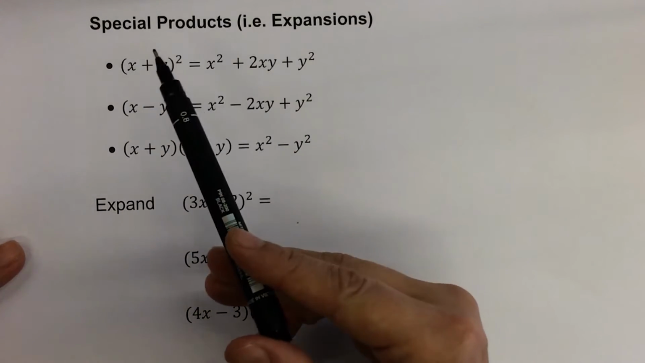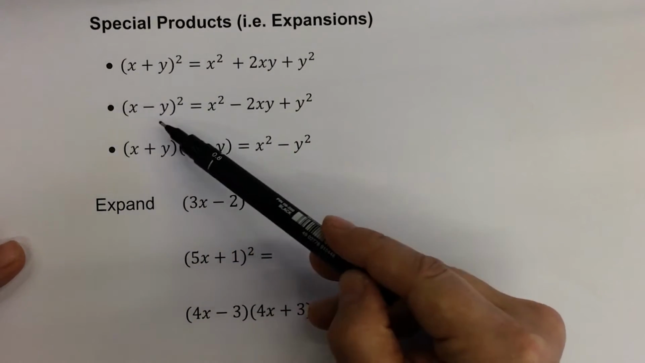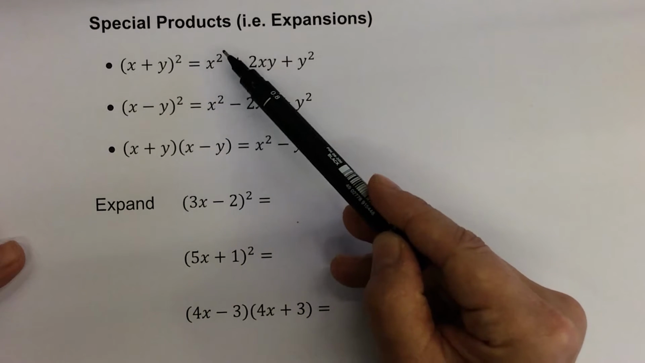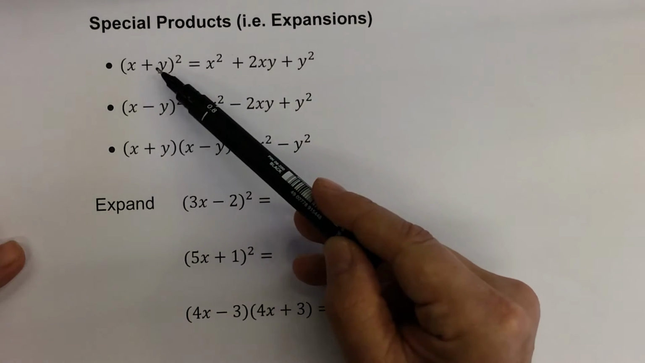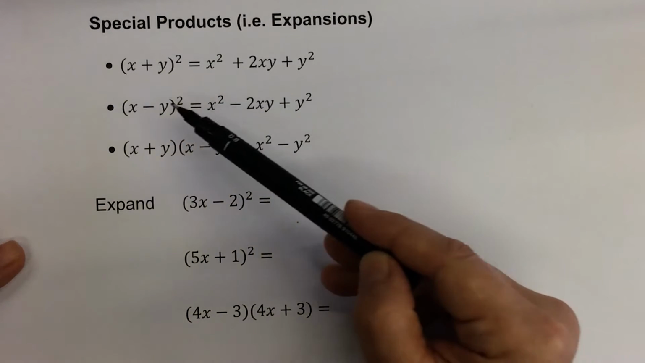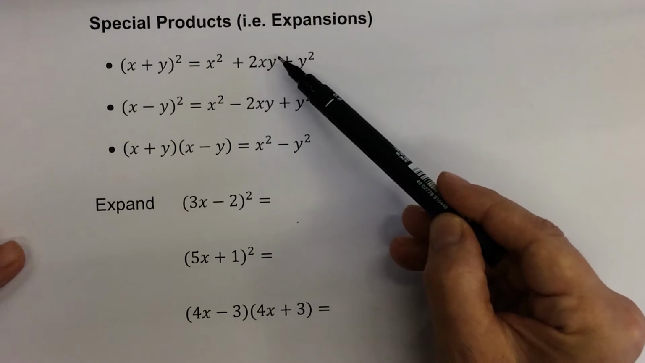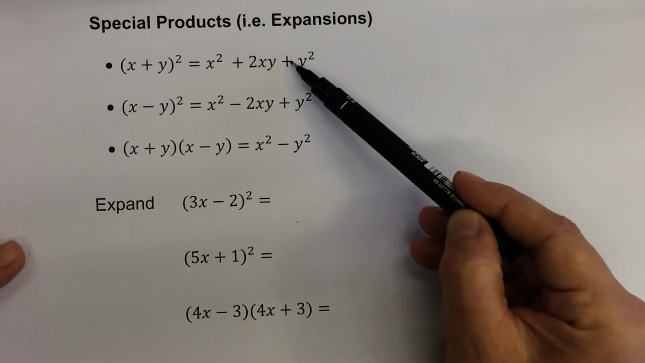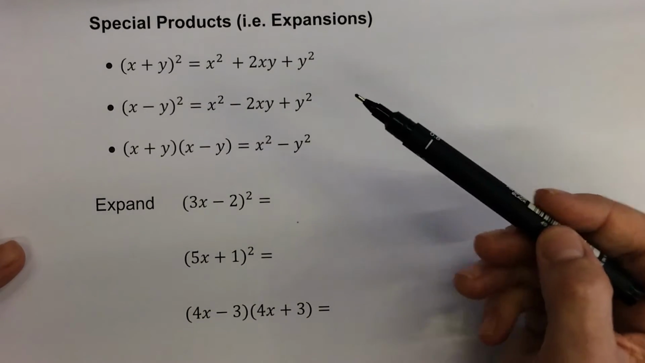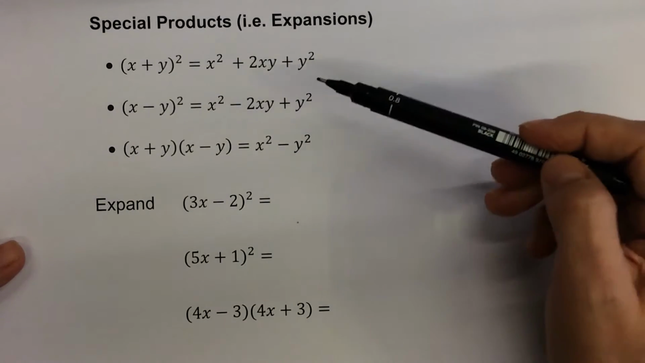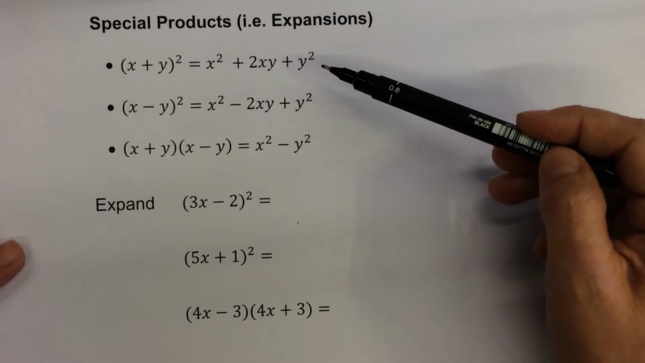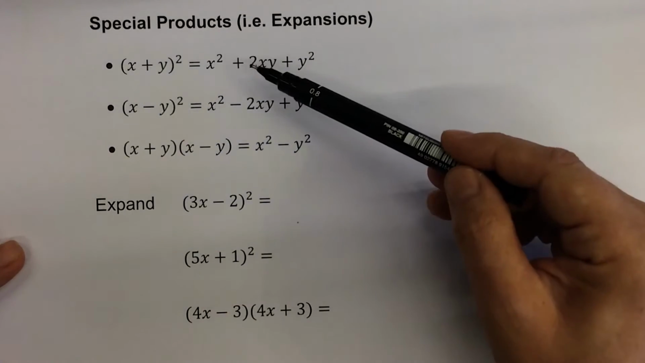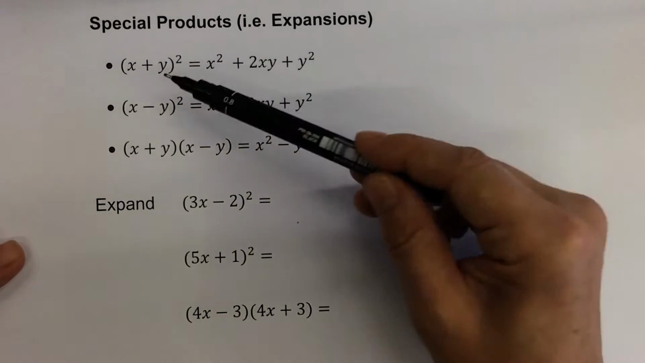So if you have a sum or difference squared, it expands as the first term squared, plus if it's a sum, or minus if it's a difference, twice the product of both terms, plus the square of the second term. It's pretty easy to remember, and it's useful if you can recognize it and use it from left to right and from right to left.